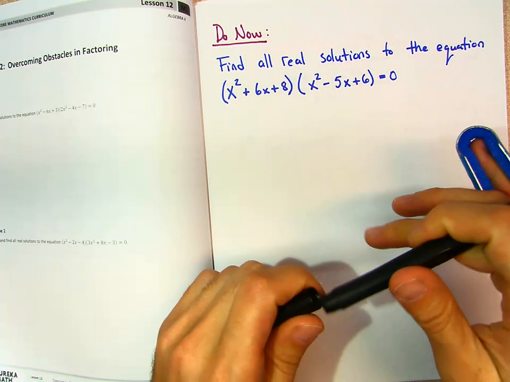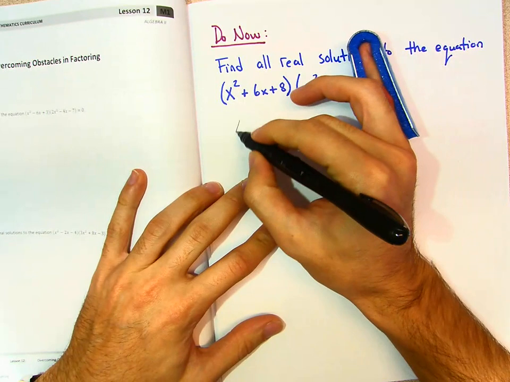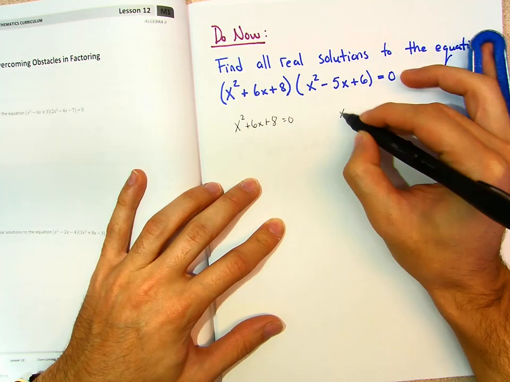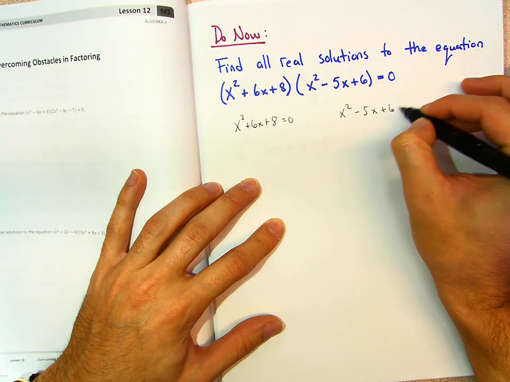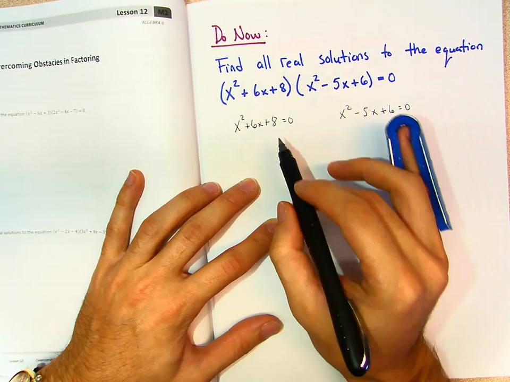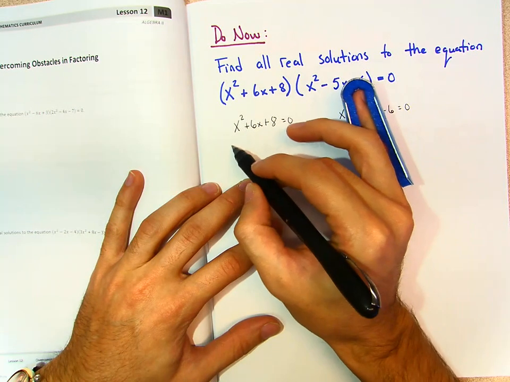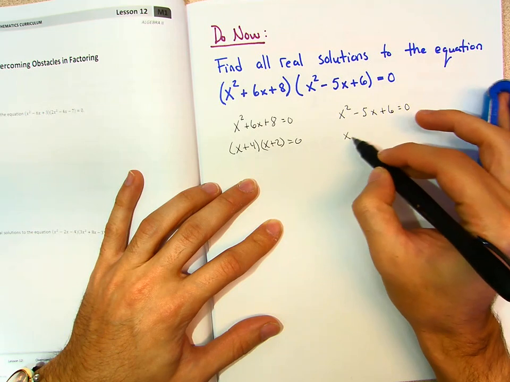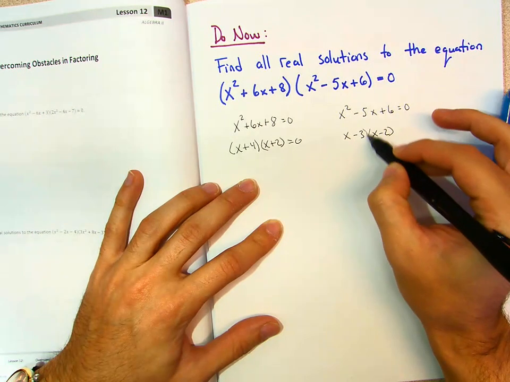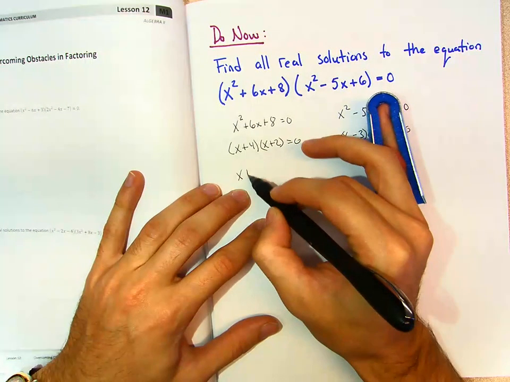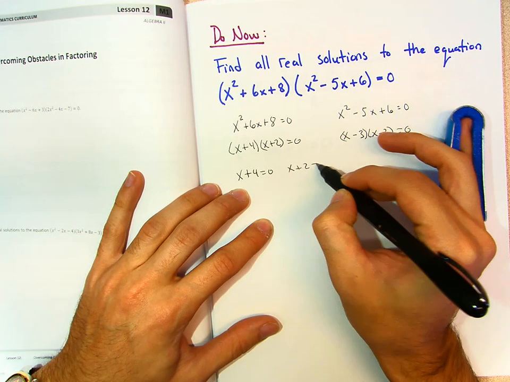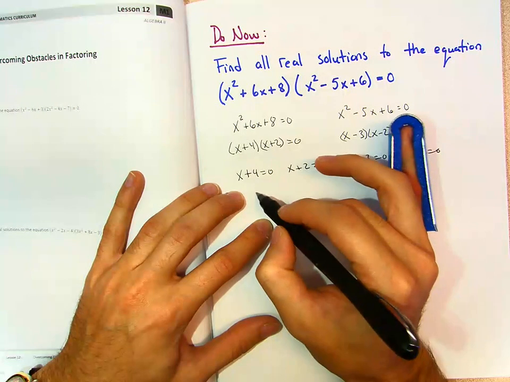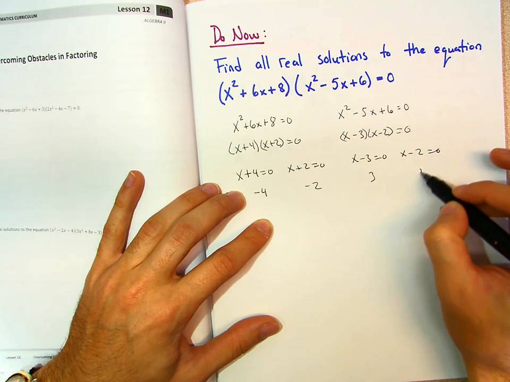Try and do it by yourself, but if you want to see how it's done, basically we just take each one of these, right? X squared plus 6x plus 8 equals 0. And the other one is x squared minus 5x plus 6, and that equals 0, right? And now what do we do? Can we factor this? Yeah, this is x plus 4, x plus 2 equals 0, right? And this is x minus 3, x minus 2 equals 0. And then here, we just do x plus 4 equals 0, x plus 2 equals 0, x minus 3 equals 0, x minus 2 equals 0, and my zeros are negative 4, negative 2, 3, and 2.